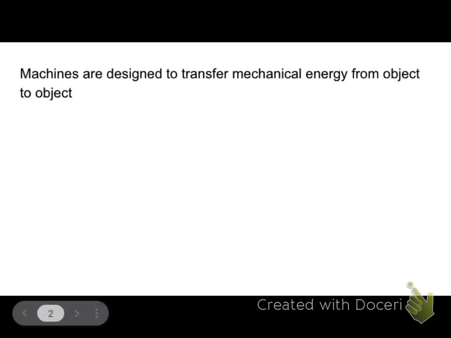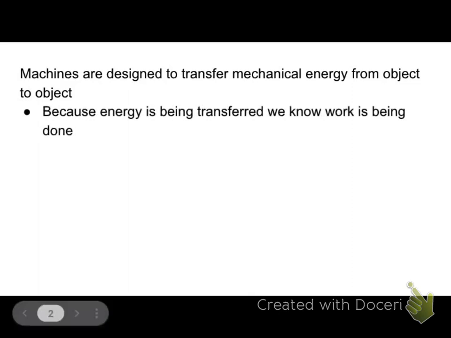Beginning with machines. Machines are designed to transfer mechanical energy from one object to another object. Okay? We learned in the previous lesson that when you do work, you transfer energy. So the fact that there's energy being transferred here lets us know that there is work being done. So anytime you're using a machine, you are doing work.